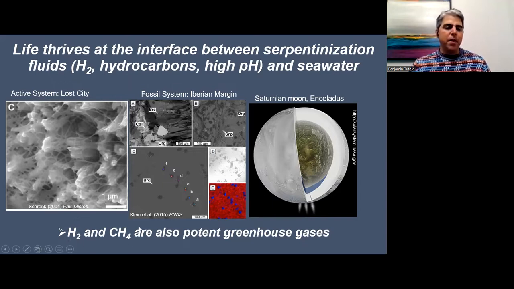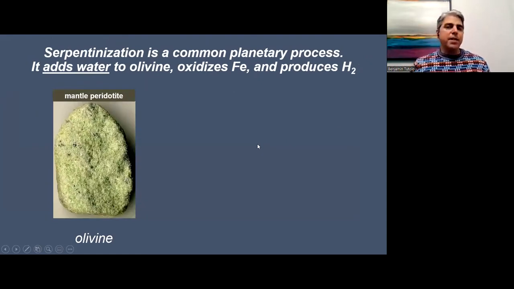Importantly, and this is going to be part of what I talk about today, these gases that could be produced directly from serpentinization reactions, like hydrogen, or as a result of other carbon reduction that happens in the presence of these reducing fluids, can be potent greenhouse gases, and they could help to warm the surface of early planets. So serpentinization, what actually is it?